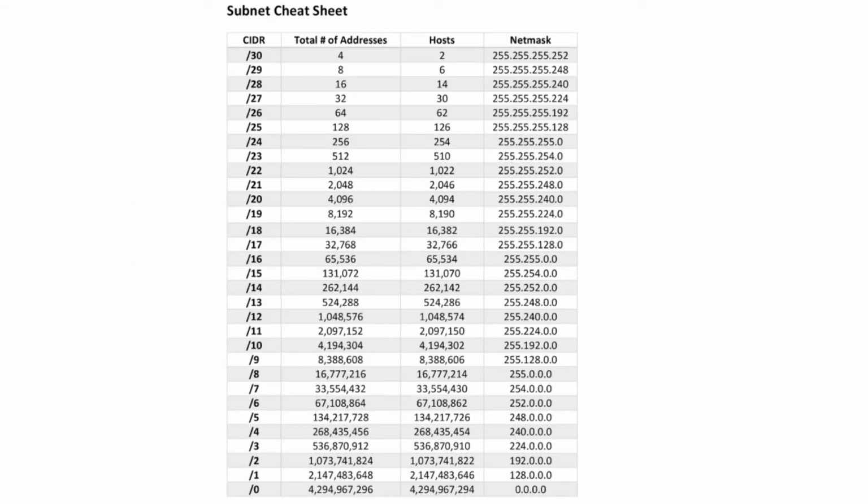Here's a subnet cheat sheet that determines the total number of network addresses and how many hosts can be in each network. On the left, you can see the CIDR notation. In the next column, you can see the total number of addresses available to use. The next column shows the number of host addresses, which is always 2 less than the total number of addresses, because the first address is used for the network address and the last is used for the broadcast address. In the last column, you can see the traditional way of writing a subnet.